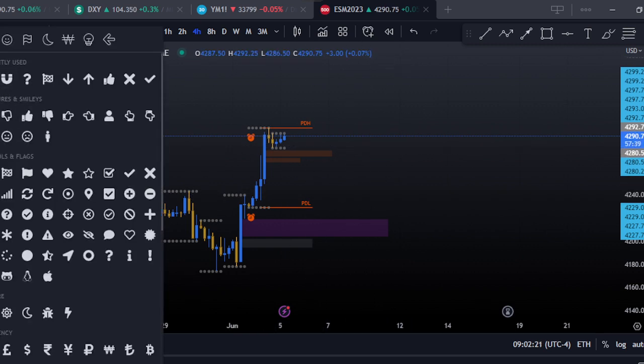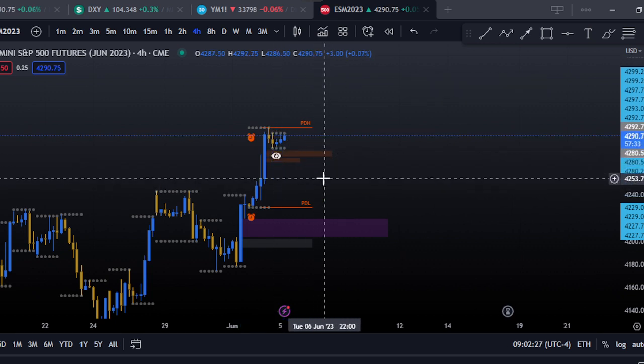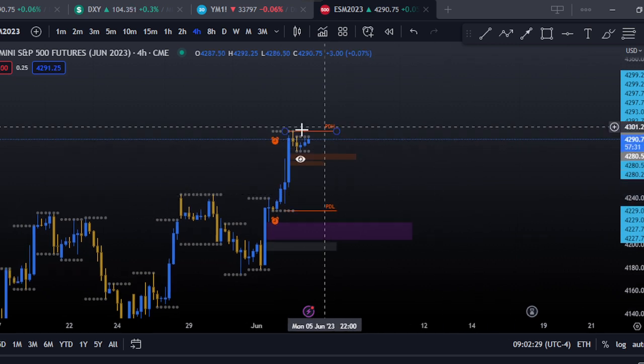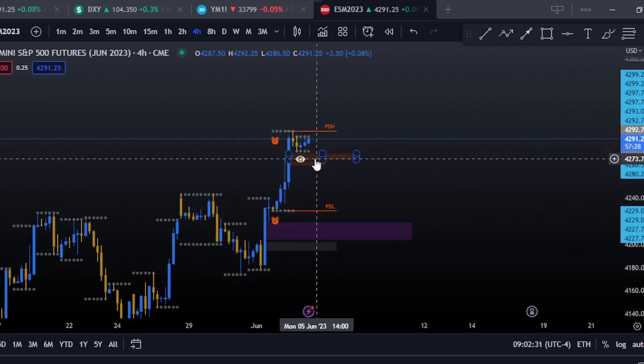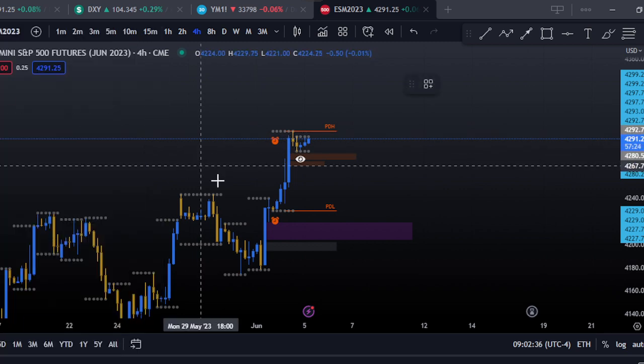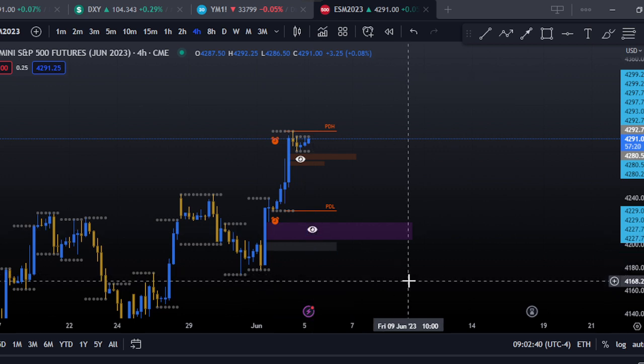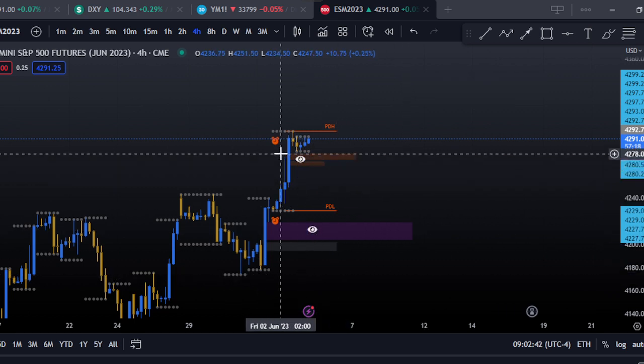Let's go ahead and throw a little eyeball. I'll put it in the middle of those. That's what we can look for price to hit on the bear side, or we could get even lower, and that could be a POI right here as well. So those are the areas that I think we could get to.